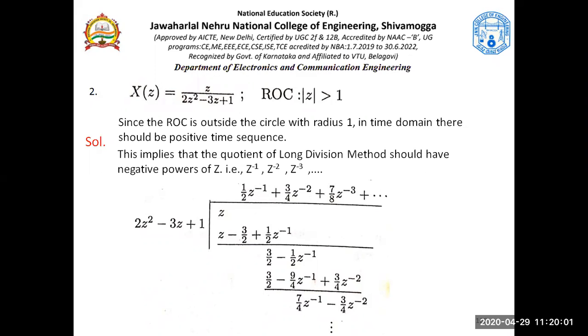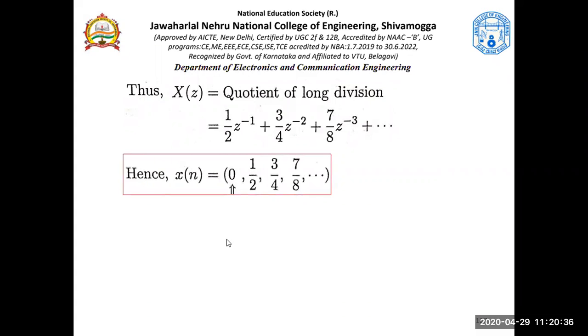Now again, the quotient of the long division method is X of Z. Okay, so that is what we did. Now seeing this, can you tell me what this half, this 3 by 4, this 7 by 8 is? Which sample is it, with Z inverse? X of 1 sample, X of 2 sample, X of 3 sample, the 0th sample is not there. So our X of n would look like this. The 0th sample is not there, so let's say that is 0 and give this mark to indicate that this is our 0th sample.